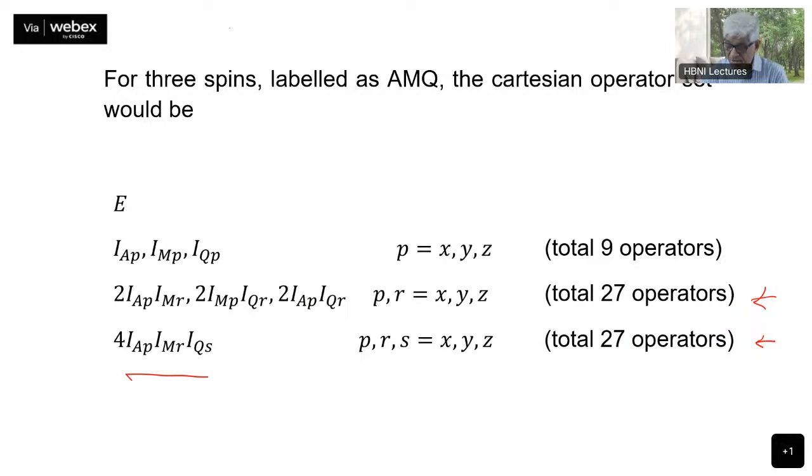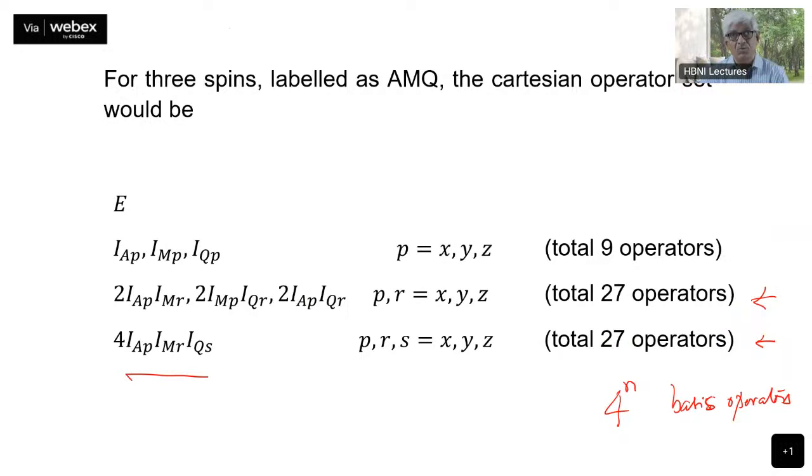That's what we said. If each spin has 4 operators, Ix, Iy, Iz and the unit, and if there are n spins, there will be a total of 4 to the power n: 4 times 4 times 4, and so on. So depending upon how many spins you have, that many basis operators will be there. So this is the constitution of the basis operators.